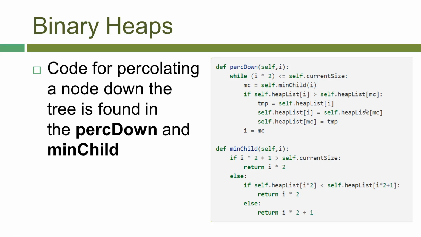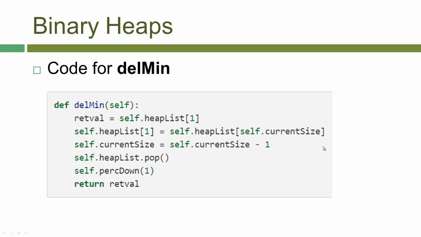So here's the full code for percolating a node down the tree, and it can be found in both the perc down and the min child methods here. I'll let you go ahead and check those out on your own, but it's essentially just doing those swapping mechanisms that we just described, which then just leads us to the code for that delete min, and you can note again that most of the heavy work is going to be done by this perc down method. So here's the code for delete min.